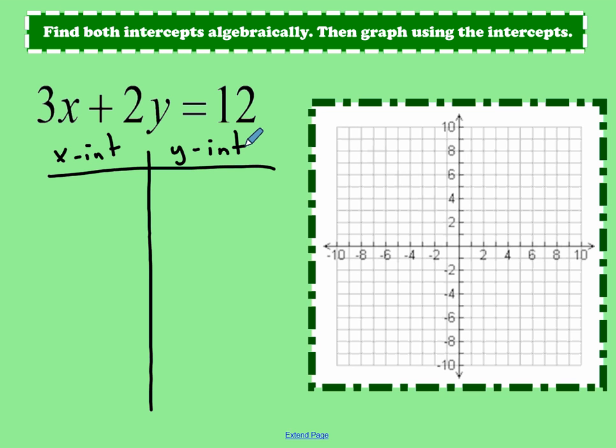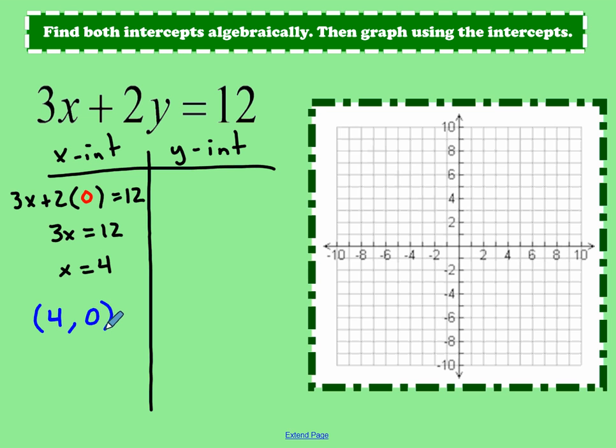So first we can find the x-intercept. In order to do that, we have to let our y value be 0. So what I'm going to do is say 3x plus 2, instead of a y, though, I'm going to let y be 0. So I would say 0 here. Now, I just have to solve this thing out. So 2 times 0 is going to be 0, so I end up having 3x equals 12. I'm going to divide both sides by 3. So I end up getting x equals 4. So my x-intercept is going to be 4, comma 0, because I had to let my y value be 0.